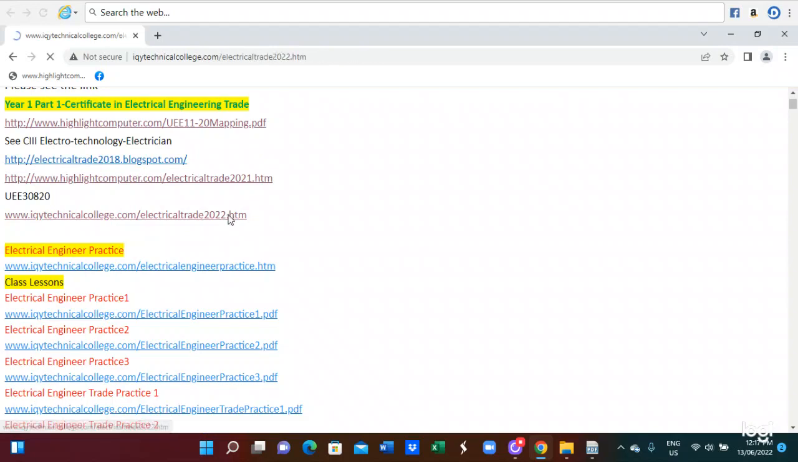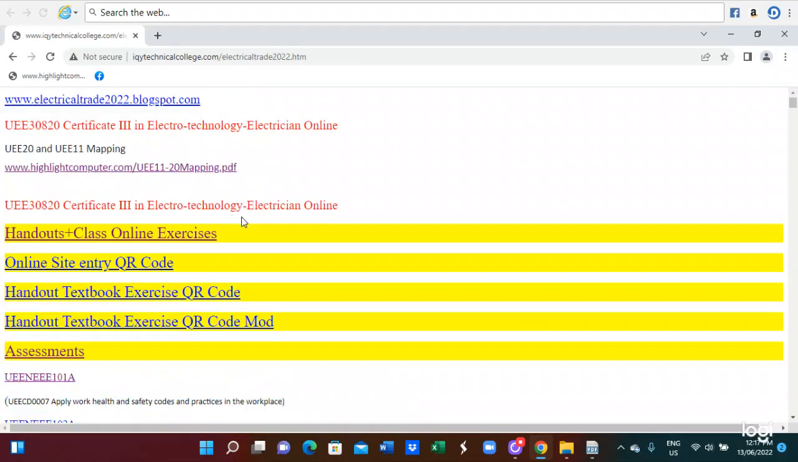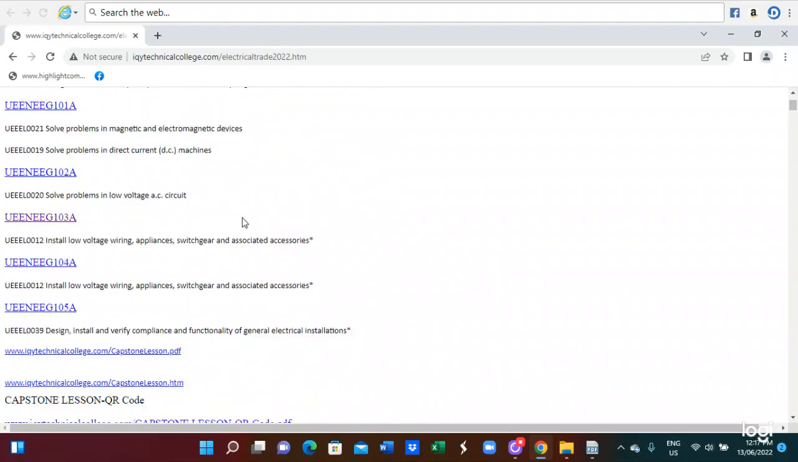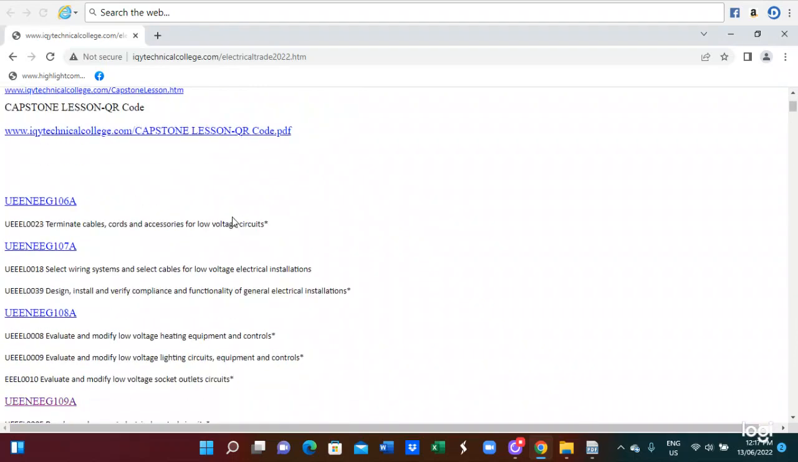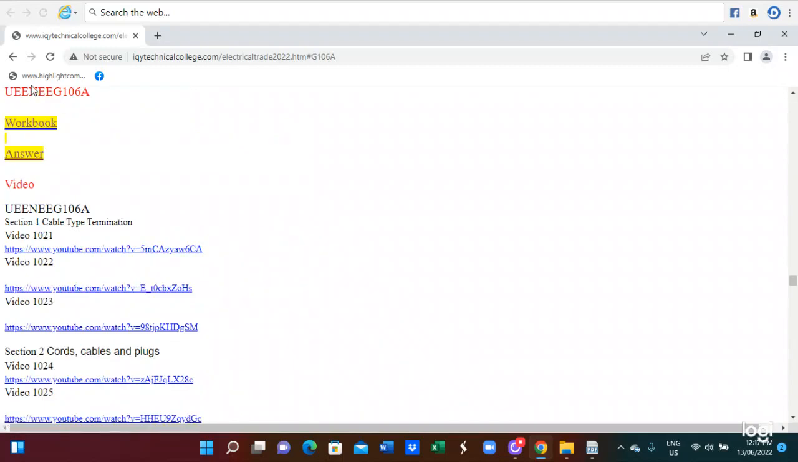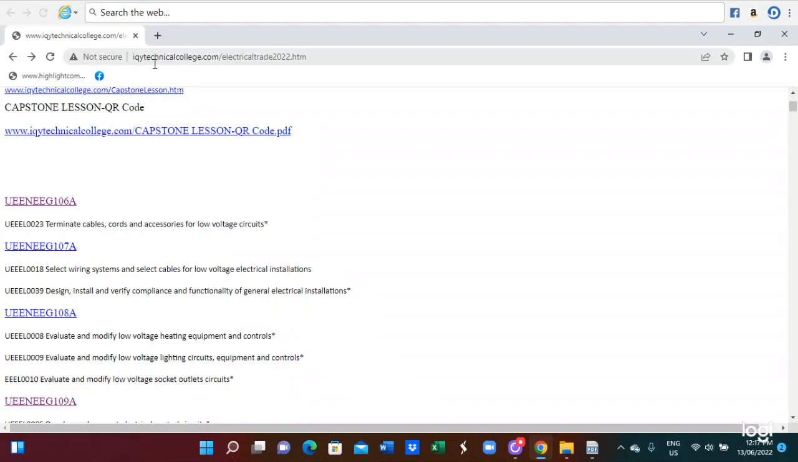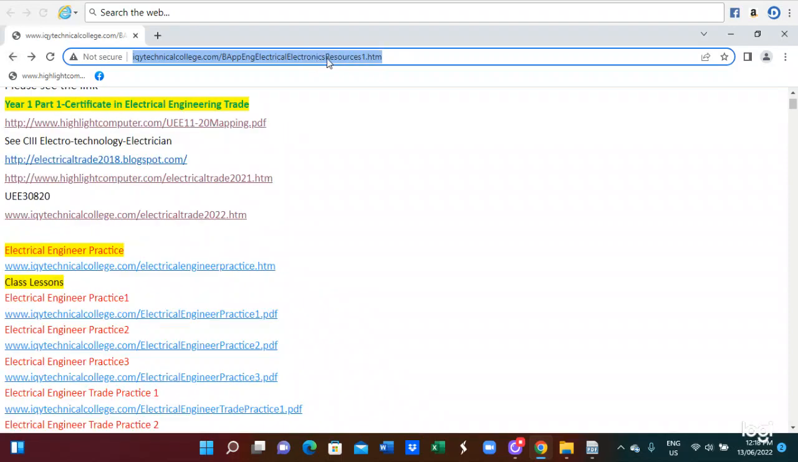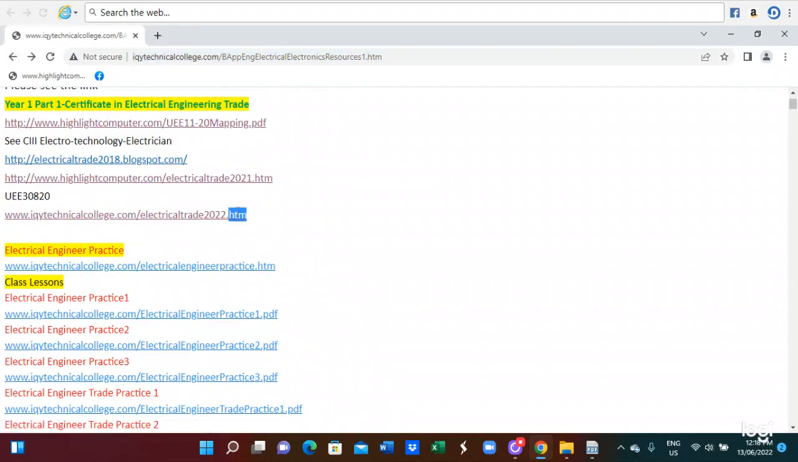Then we do the 2022 page. Last week I told you to read G103. Now you have to read G106, one book. So go to this site: iqitechnicalcollege.com/electricaltrade2022.htm. This is the link here. Firstly go to the electrical trade 2022 page.